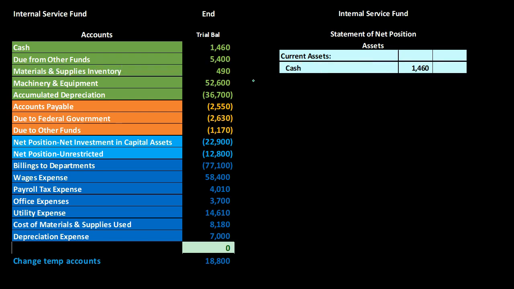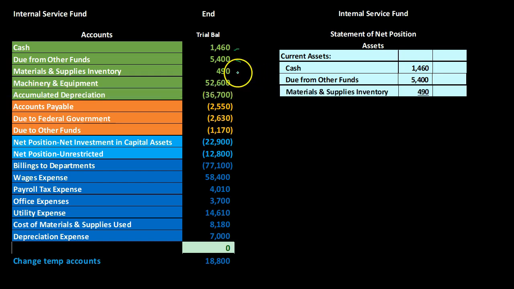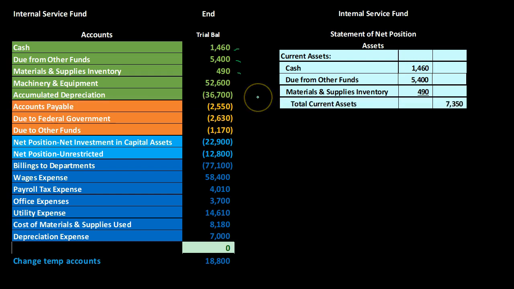So we've got the current assets, and then we've got the cash. Starting off with the cash, we're going to pull that and indent it, pull that into the inner column. Then we have the due from other funds. So due from other funds, we're once again going to pull that into the inner column. Then we're going to have the materials and supplies inventory, once again pulled into the inner column. We'll sum those up and we'll bring that out into the outer column, total current assets.